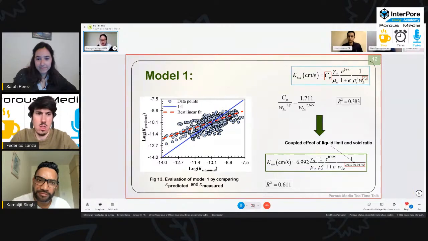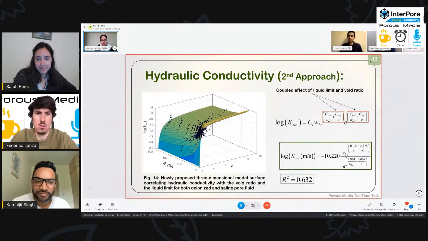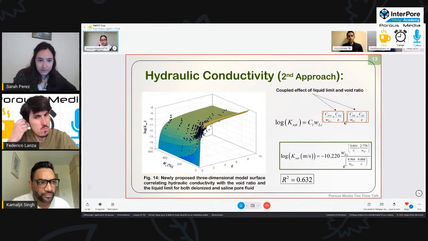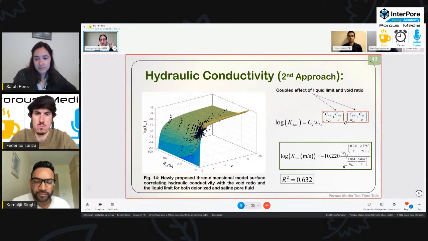For the rest, I'm going to explain the second approach. The second approach is totally based on the coupled effect of liquid limit and void ratio on each other. We insert these coupled effects in the powers of them, as you can see in those red boxes. You can also see the non-linear regression-based results in this 3D figure for the relationship between the logarithmic form of hydraulic conductivity and void ratio and modified liquid limit as a function of solute concentration.